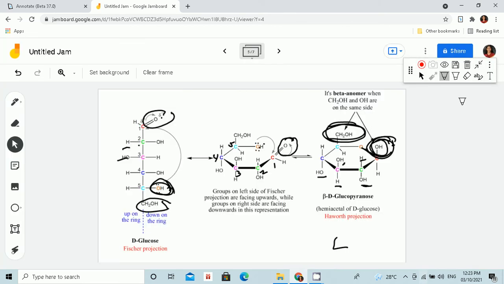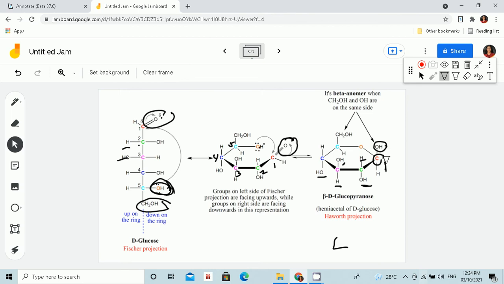Okay, now let's take note of the OH here in our anomeric carbon. The anomeric carbon is the carbon where the hemiacetals and hemiketals form. So we have it here, it's carbon 1. Carbon 1 is our anomeric carbon, so that's why we sometimes call it the C1 anomer.